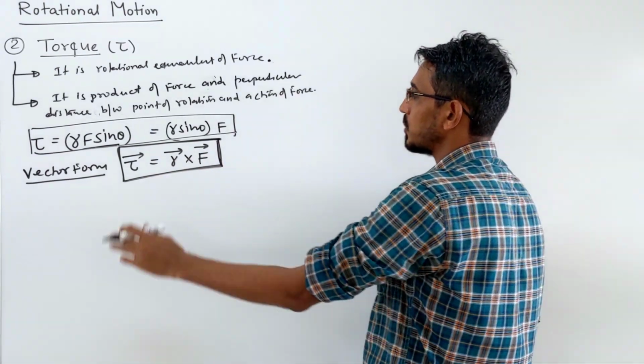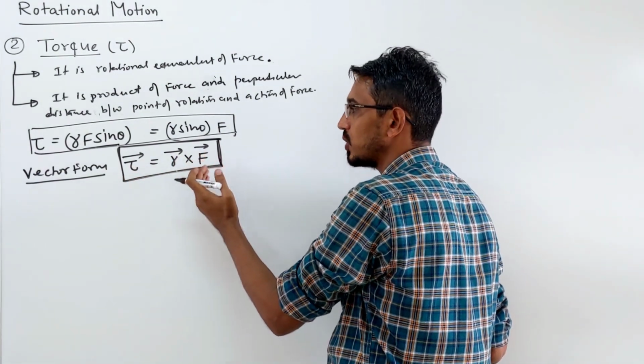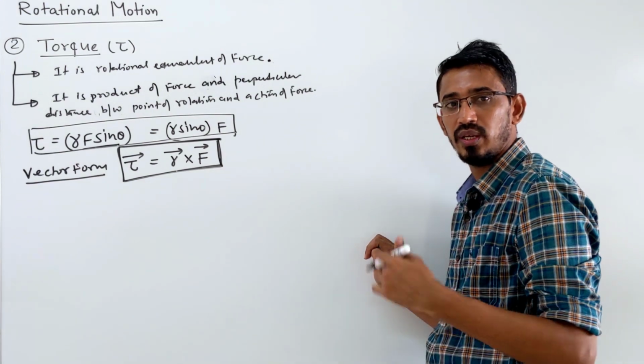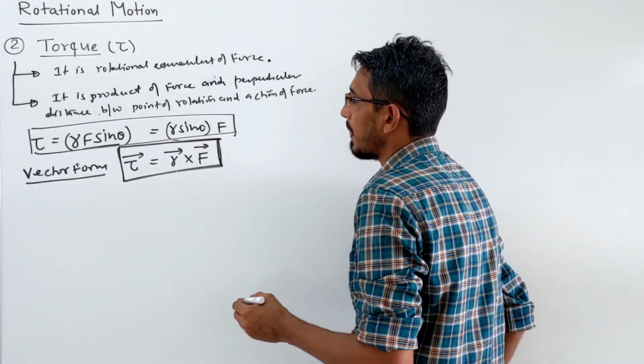So here they can ask you again the direction of the torque. You put the direction of r, you put the direction of the force, and you will get the direction of the torque in vector form, right? Okay. Then what else?